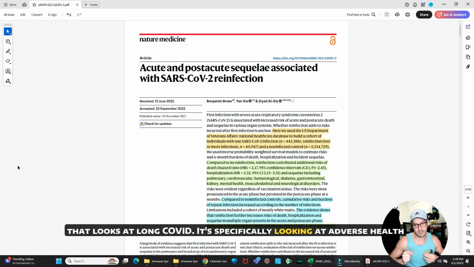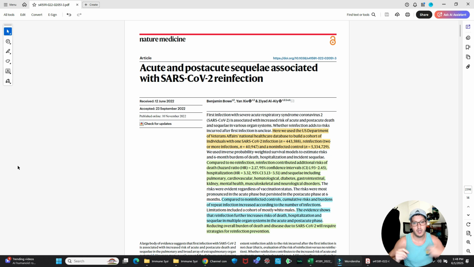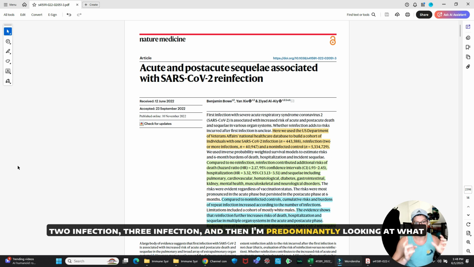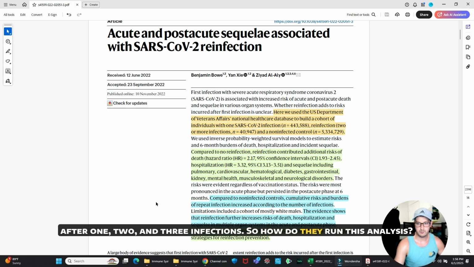It's specifically looking at adverse health outcomes after a COVID infection, looking at people that have had one infection, two infections, three infections, and then predominantly looking at what are the chances of having adverse health outcomes in these different categories after one, two, and three infections. So, how do they run this analysis?